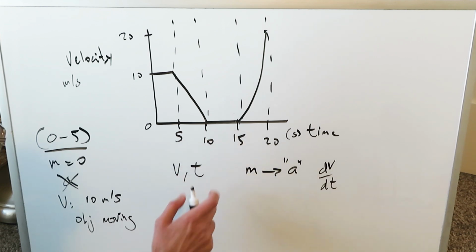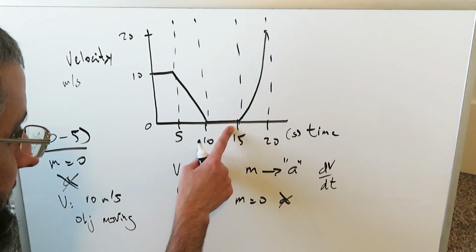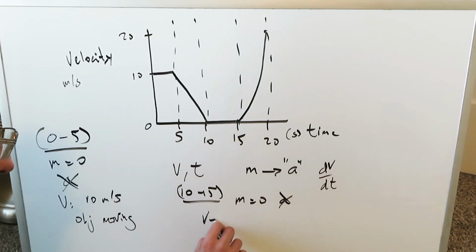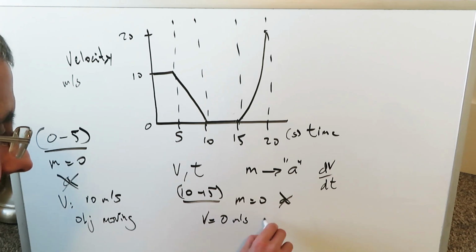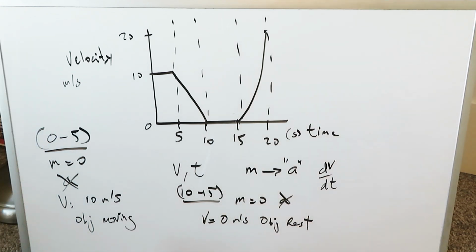Now let's focus on this 10 to 15 second time interval, which is right over here. Again, we have a horizontal line, slope is 0, so acceleration will not be present. But simply read off the graph and you're seeing that the velocity here is equal to 0 meters per second. Therefore, the object must be at rest. And there is obviously no movement.